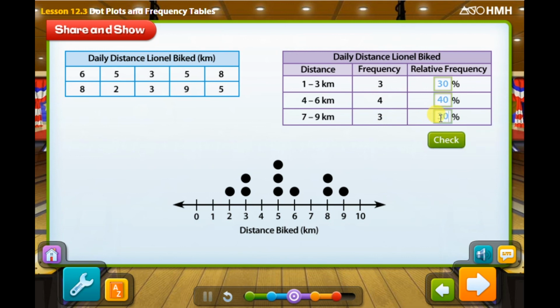And if you add all together, it will give you 100%. So 30 plus 40 will be 70%, plus 30 will give you 100%. And this is the total frequency percentage. So let's check and see. That's right. Since there are 10 pieces of data, you can divide 3 by 10 and divide 4 by 10. Then you can find the percent for each interval.